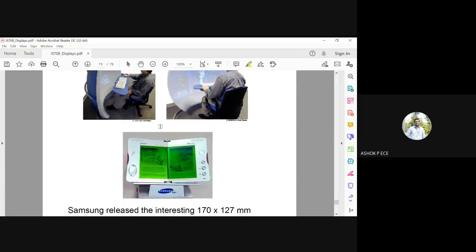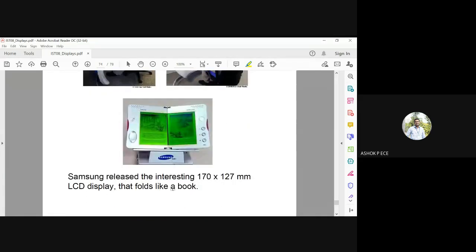As you see here, Samsung released an interesting LCD display that folds like a book. You can fold it, and if you fold it, it will be available as two separate displays. If you keep it straight, it will be like a single TV screen, continuous, with no break here. Samsung has released this display at 170 by 127, so 17 centimeters by 12.7 centimeters. It looks like a TV screen, but it has the foldable feature. Even if you fold it, the working and other properties will not be different.